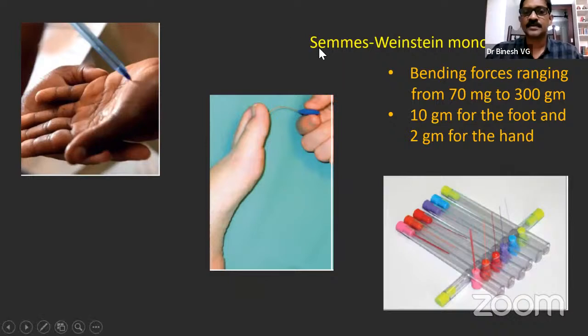And there is another one. I want to tell you about the Semmes-Weinstein monofilament, which makes it more standardized, because there are different filaments where the pressure exerted can be standardized. So filaments of different strengths are available. What is recommended is the 10 gram for the foot and 2 gram for the hand. We just apply the pressure enough to bend that filament. That means it will be standardized for all patients and different areas also. Okay.